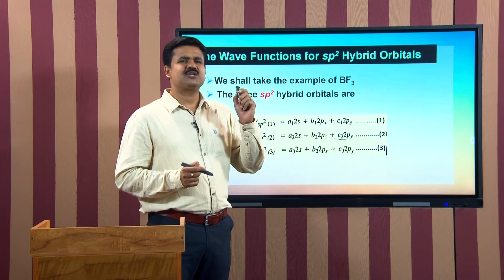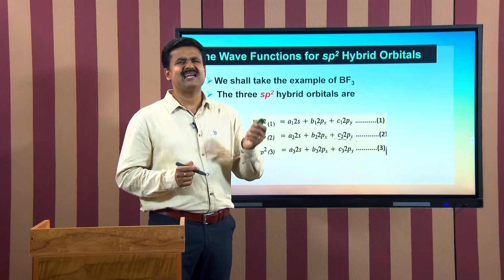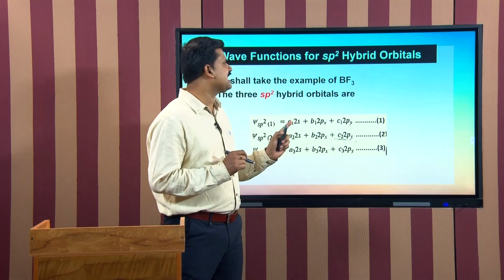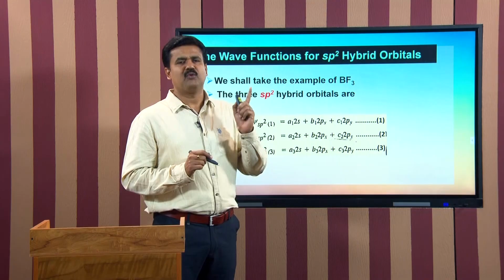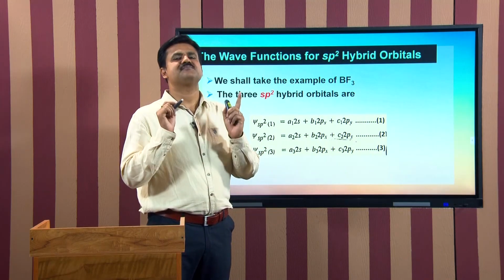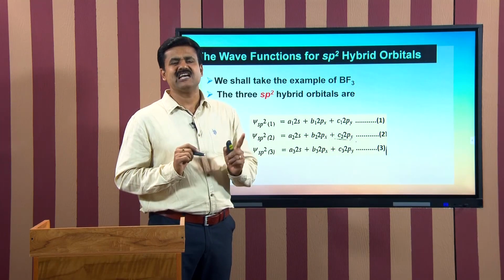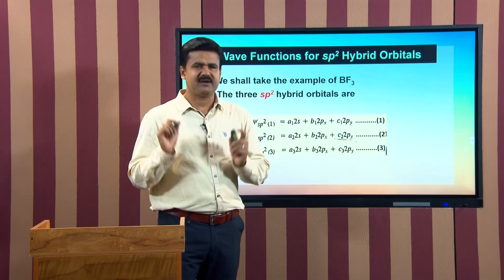Now, in order to illustrate the quantum mechanical principles of sp2 hybridization, first of all, we shall take an example of a molecule with sp2 hybridization, that is the BF3 molecule. In the BF3 molecule, the central atom boron exhibits sp2 hybridization.